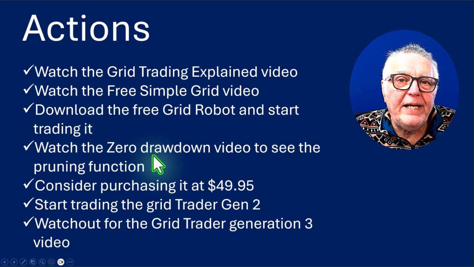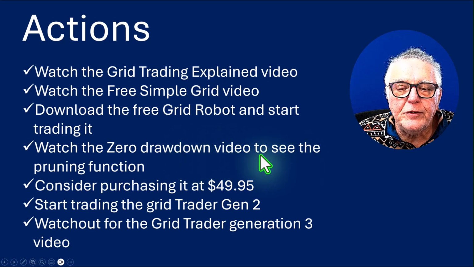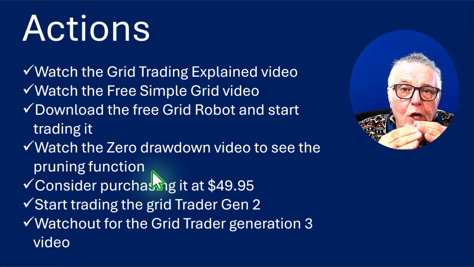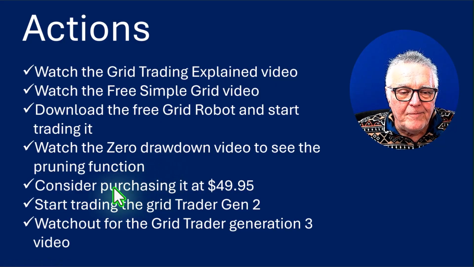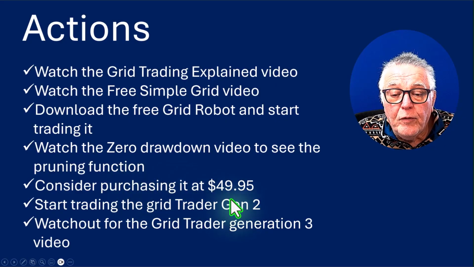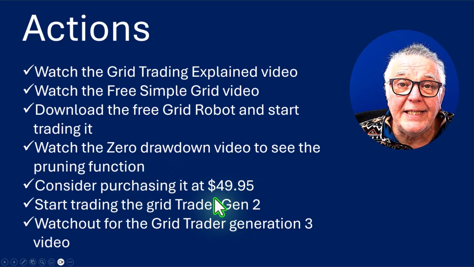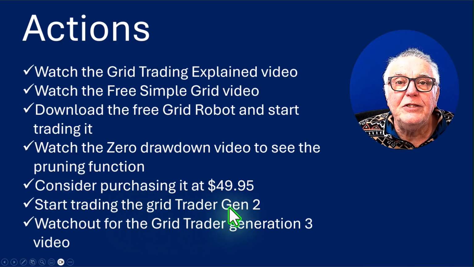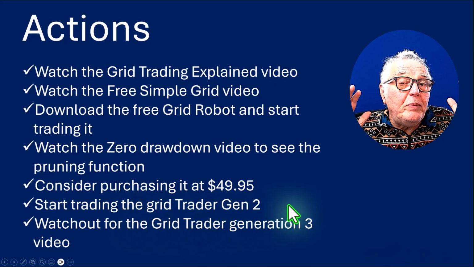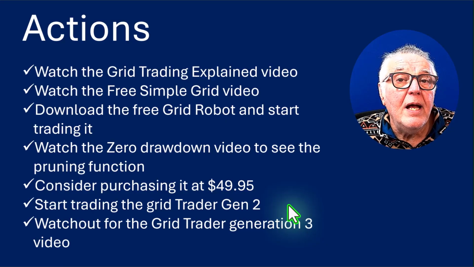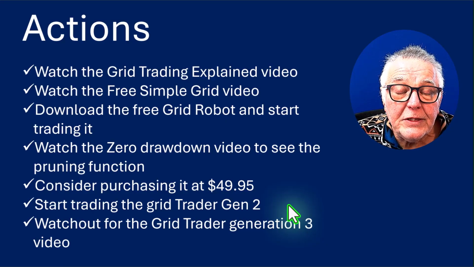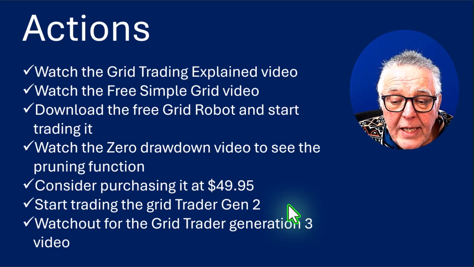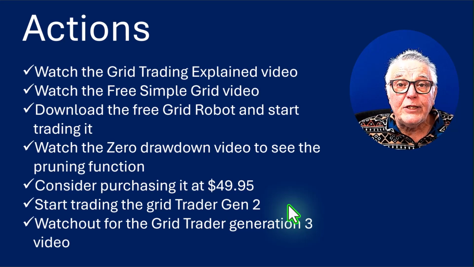Once you've got that in place, watch the zero drawdown video to see the pruning function. The pruning function is where they get closed and the grid starts again. And consider purchasing it for $49.95. And then start trading the grid trading EA generation 2. And by then you should be really enjoying grid trading. And the next step is just to watch out for the Grid Trader generation 3 that will be coming out in the next week or so.